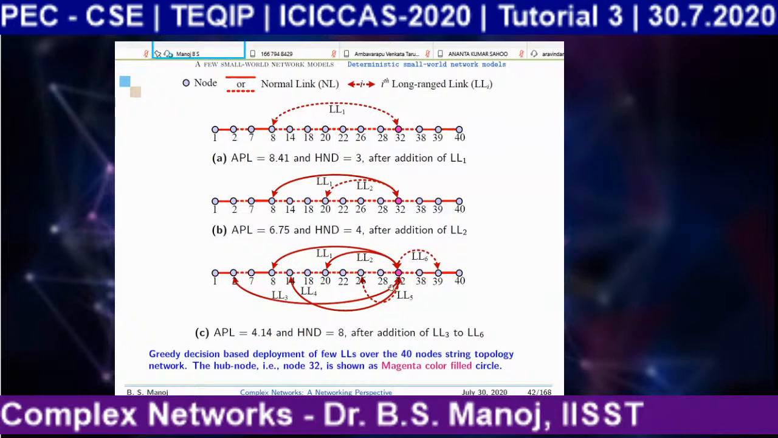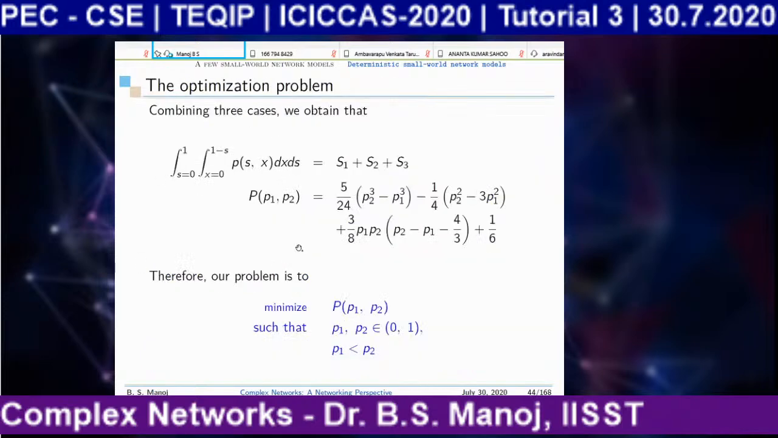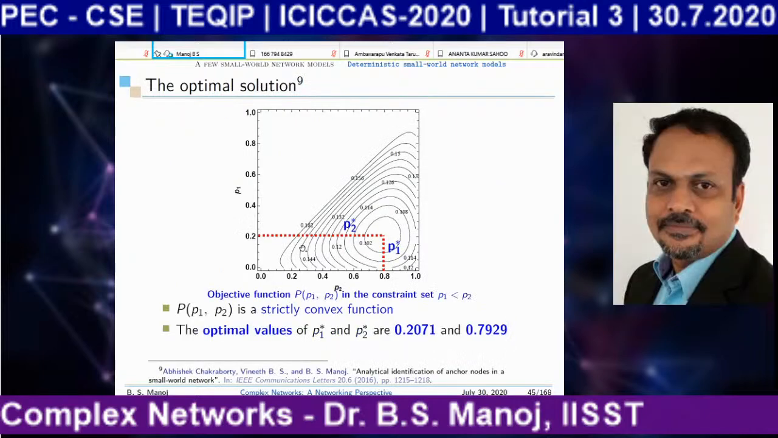Now, we have actually obtained a theoretical analysis of this by following a dense string graph, and we found that the optimal positions have something like an 80-20 rule in a string topology network, where if you add a long link for the first LL at 20% and 80%, that actually becomes the lowest APL.